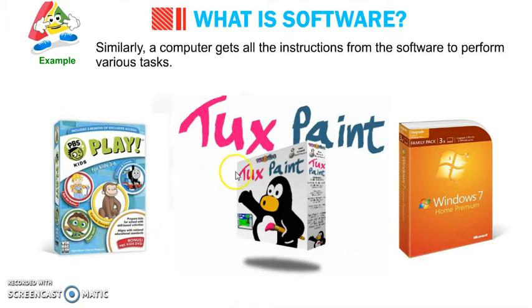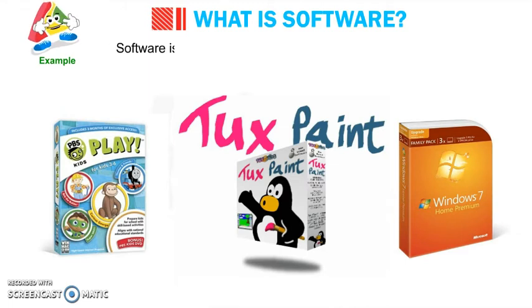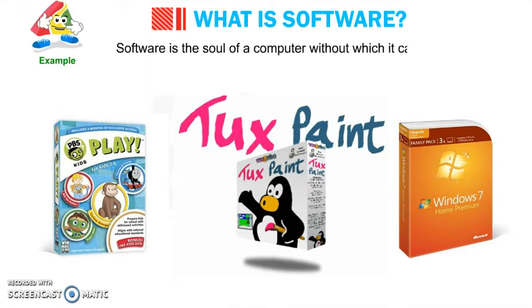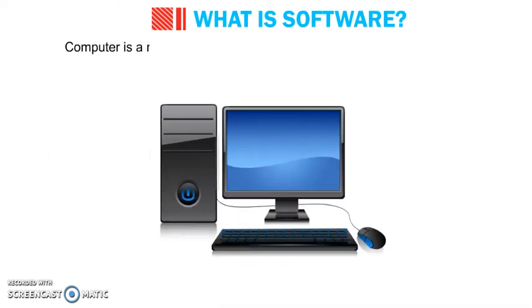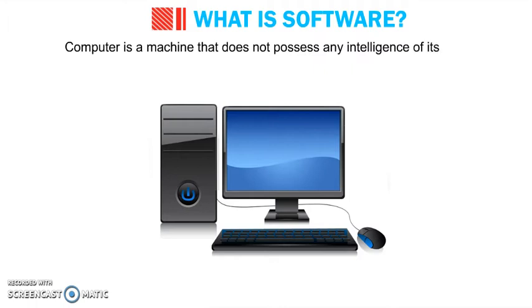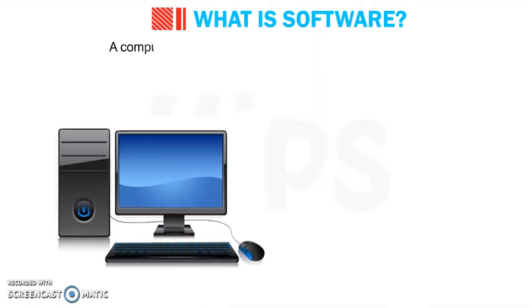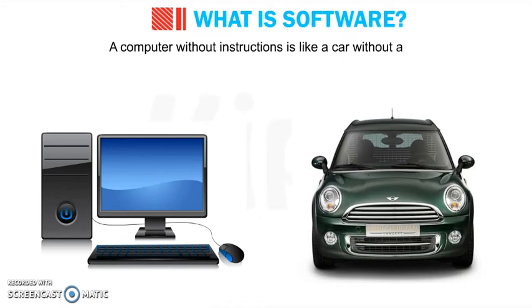You can see these softwares: touchscreen, Windows 7, play and game. These are all softwares. Software is the soul of a computer, without which it cannot exist. A computer is a machine that does not possess any intelligence of its own. A computer without instructions is like a car without a driver. It requires a set of instructions given by us to work on.